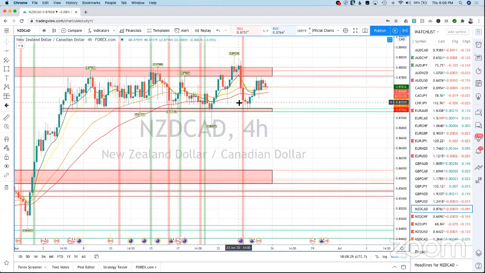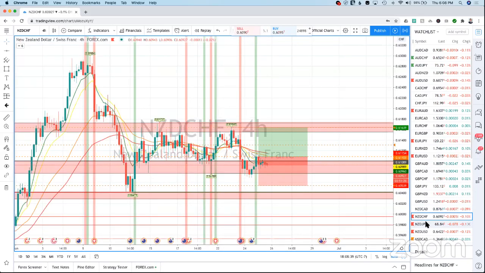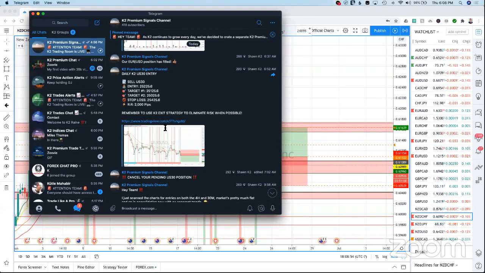NZD CAD. See, this would have been a decent sell, but it was too close to the support right here. So if you did enter this, you probably would have gone out at the support. NZD CHF. This hasn't even filled. Maybe we should cancel this one. What do you think? Yeah, man, it's been moving way too slow. We should just cancel it. Yeah, let me send a message real quick.